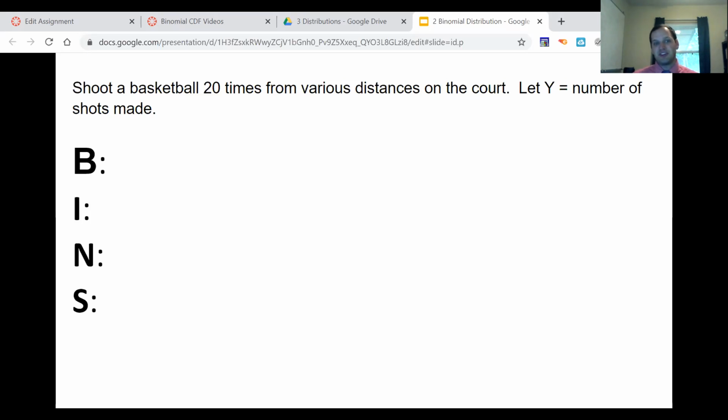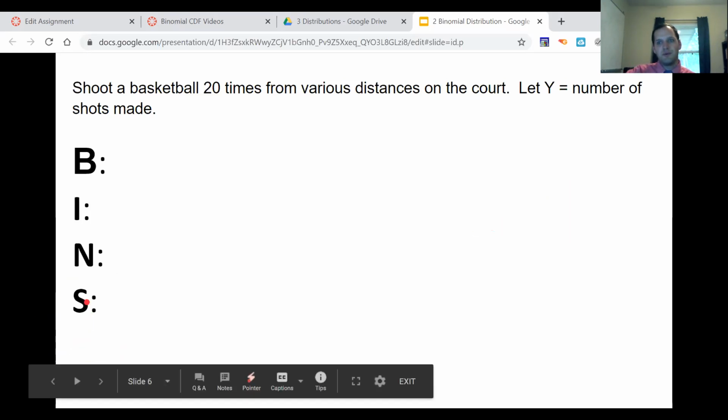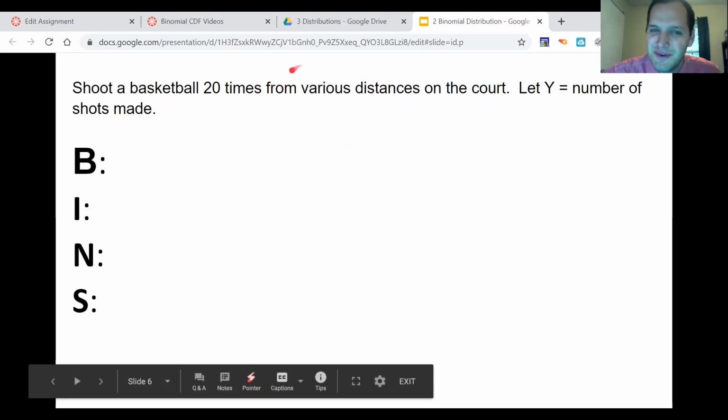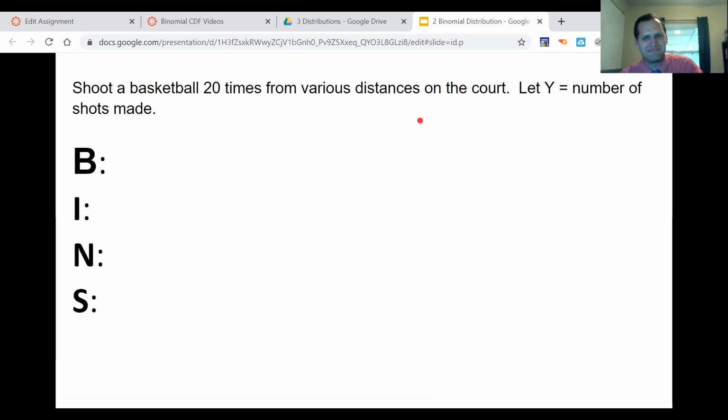So far, the first three checked off. It's binary, it's independent, it has a set number. So do we think it's going to be binomial? Well, let's check the last one. Does each shot have the same probability? No. What, Mr. Harper-Smith? What do you mean no? Of course they are. It doesn't, and it's a word in here. It says various distances on the court. If I'm shooting from the three-point line, do I have the same probability of making it as I do from the free throw line? No.